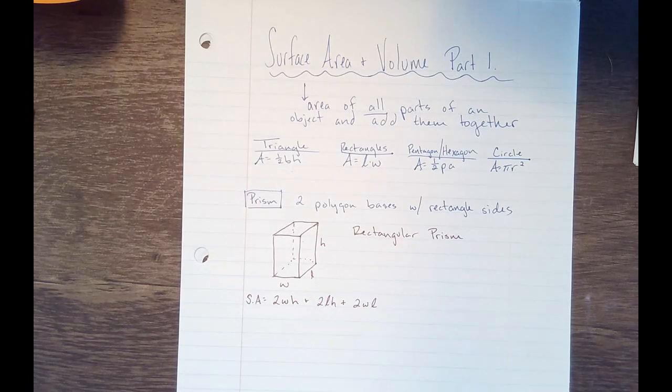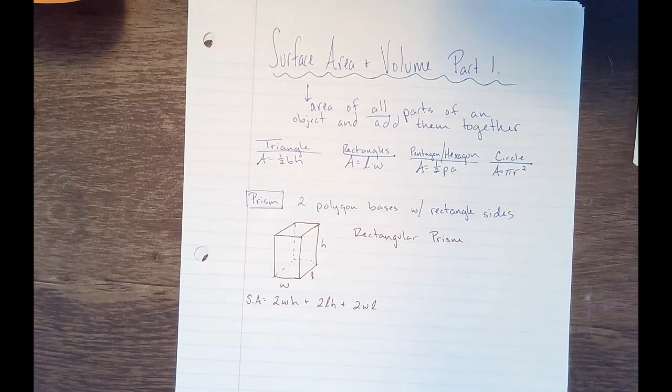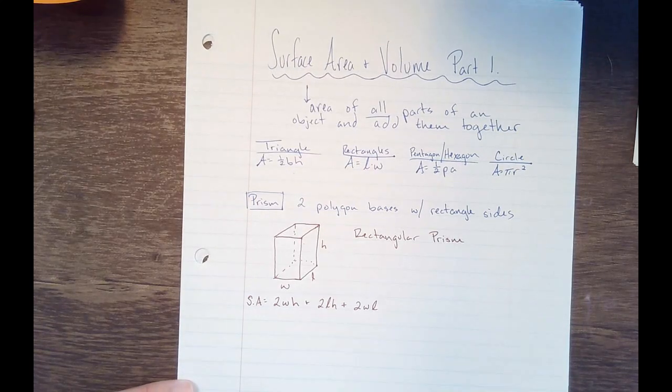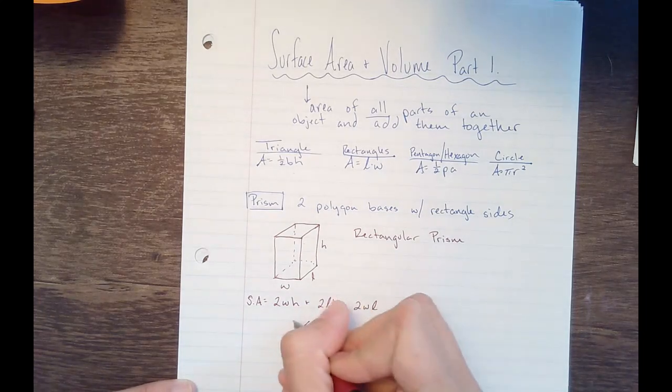Next up, we'll do a triangular prism, which, I think the easiest way to do that is to do a triangle. Bring this line down.